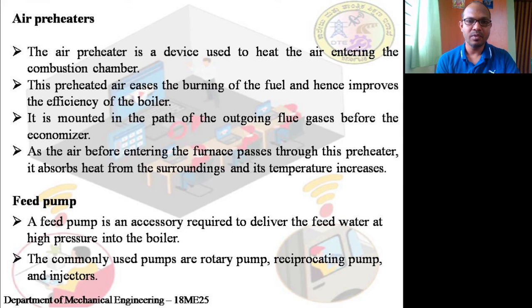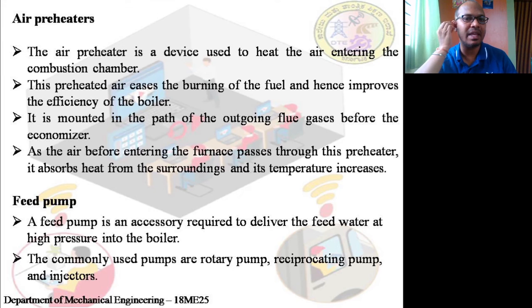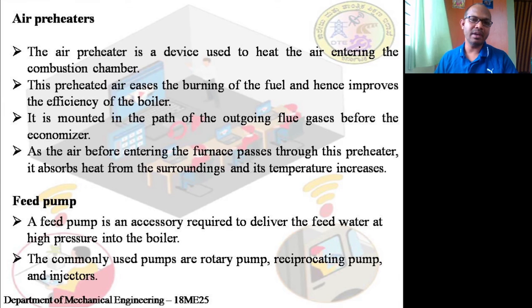So the same thing, whatever we have done in preheating the water which we are supplying to the drum, similarly we will also heat the air which is being supplied into the combustion chamber, with the same principle. This preheated air eases the burning of the fuel and hence improves the efficiency of the boiler. It is mounted in the path of the outgoing flue gases before the economizer.